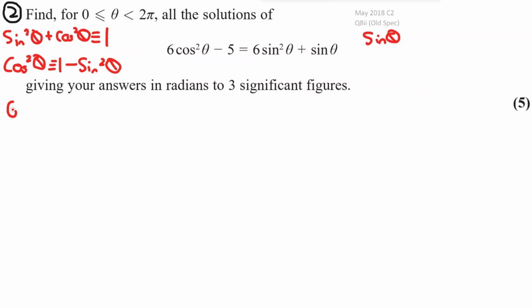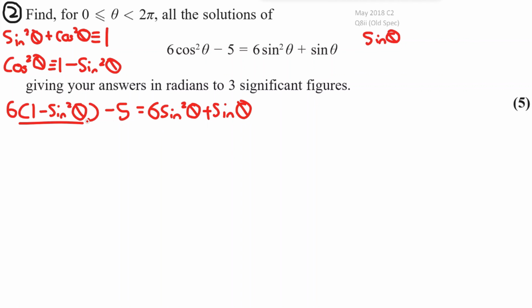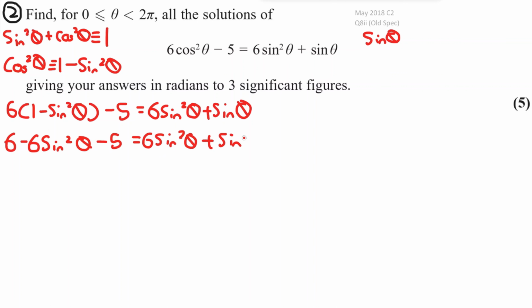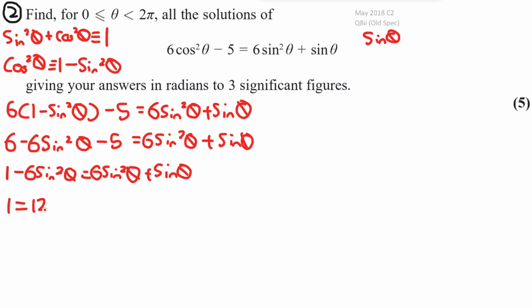So this equation will become 6, and then cos squared theta will become 1 minus sin squared theta, so 6 times 1 minus sin squared theta, minus 5 is equal to 6 sin squared theta plus sin theta, like this, and then expand this bracket here to get 6 minus 6 sin squared theta minus 5 is equal to 6 sin squared theta plus sin theta, and then 6 minus 5 is 1, so 1 minus 6 sin squared theta is equal to 6 sin squared theta plus sin theta, and then we're going to move this minus 6 sin squared theta onto this side, so it becomes 1 is equal to 12 sin squared theta plus sin theta, and then we're going to move the 1 onto the other side to make everything equal to 0, so it's a quadratic equation.